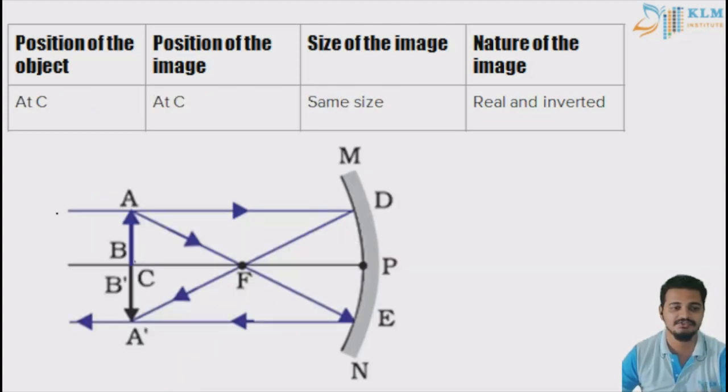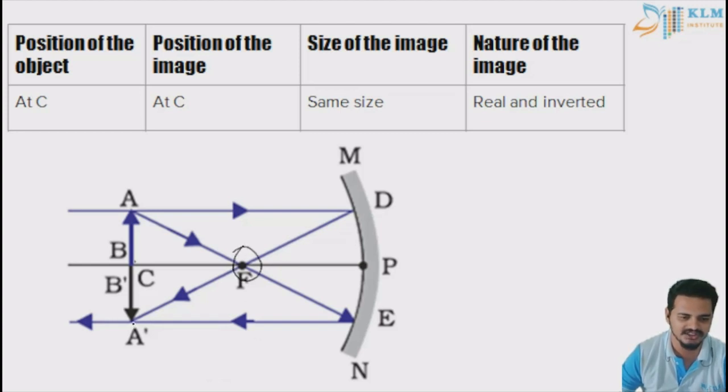If the position of the object is at C, we can use the first two rules. I told you in the beginning that they are almost similar rules, but just opposite. Let's see how it works. If the incident ray is parallel to the principal axis, the reflected ray should pass through the principal focus. It is passing through the principal focus.